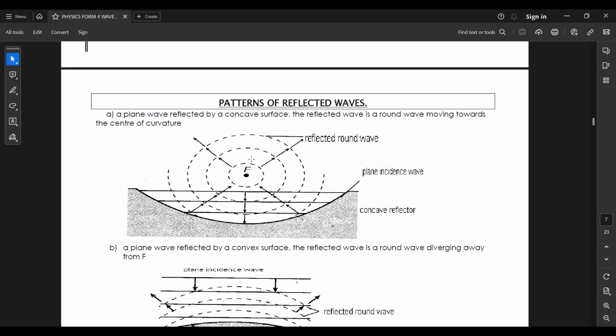Let's look at patterns of reflected waves. First idea, when you have a plane wave, this straight line is called a plane wave. The plane wave moves and the reflector happens to be a concave reflector. The reflected waves will take the shape of the concave reflector. So when plane waves are reflected, they take the shape of the reflector. They become circular and are converging to a focal point. Right? Next.